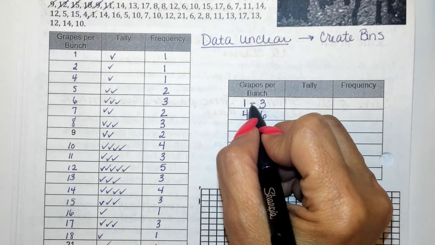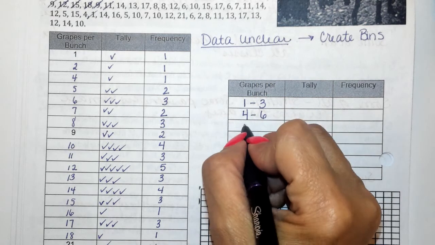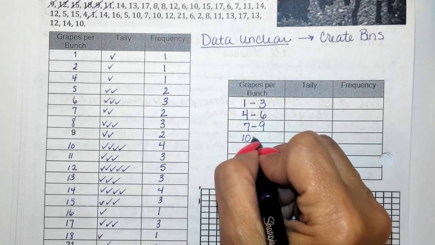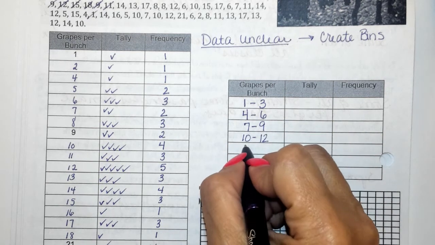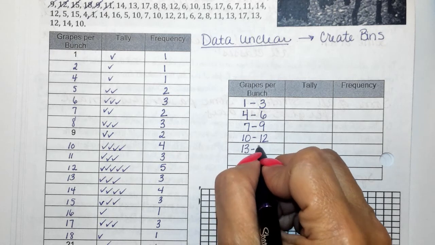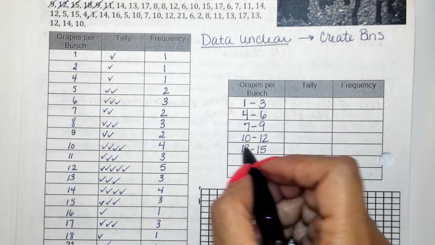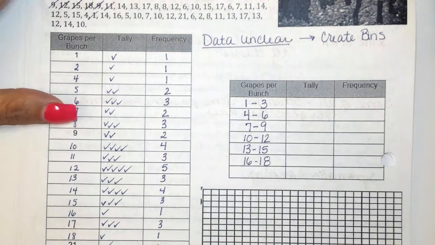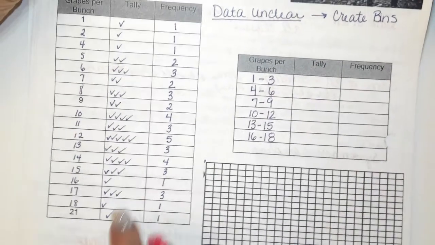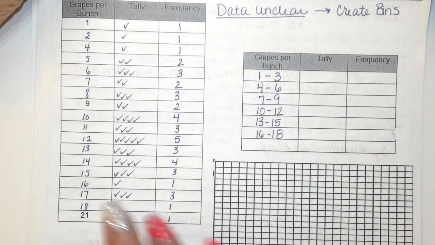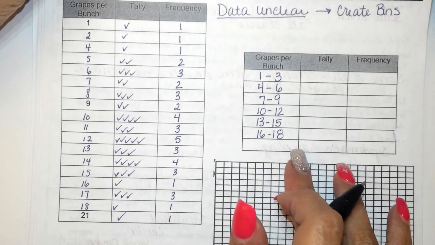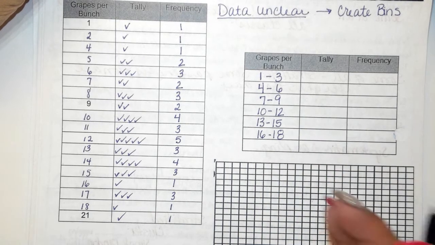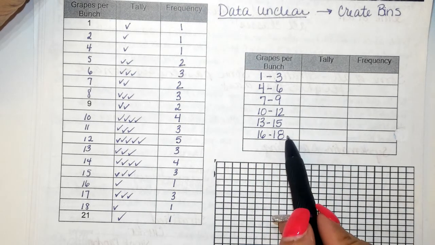So this is like 1, 2, 3, 4, 5, 6, 7, 8, 9, 10, 11, 12, 13, 14, 15, 16, 17, 18. And now here's an interesting thing. The next one is 21. So I could say 19 to 21. I could say more than 19, since this one goes to 18.